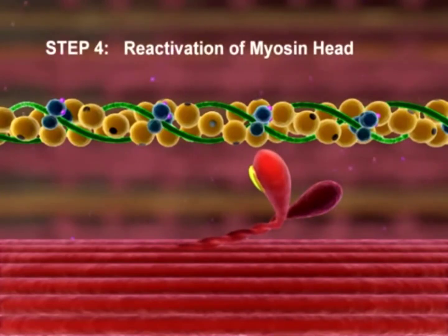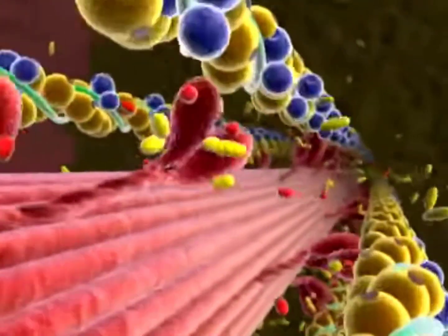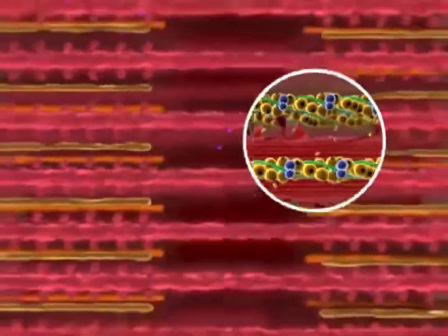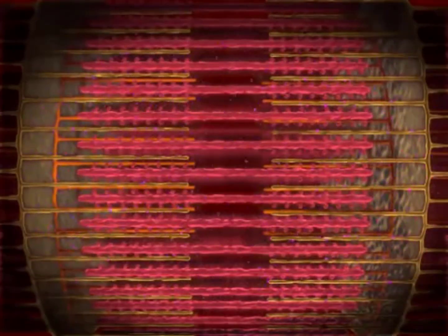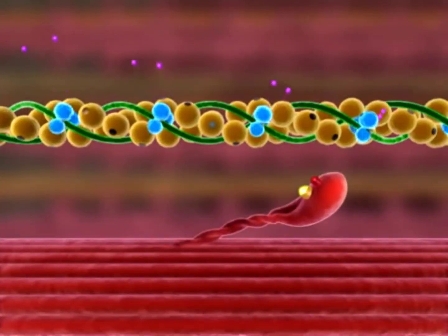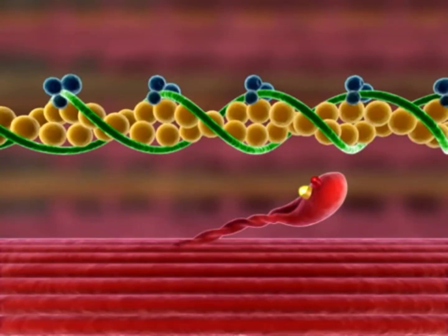Step 4. Reactivation of the myosin head. ATP is hydrolyzed to ADP and inorganic phosphate. The energy released during hydrolysis reactivates the myosin head, returning it to the cocked position. As long as the binding sites on actin remain exposed, the cross-bridge cycle will repeat. And as the cycle repeats, the thin myofilaments are pulled toward each other and the sarcomere shortens. This shortening causes the whole muscle to contract. Cross-bridge cycling ends when calcium ions are actively transported back into the sarcoplasmic reticulum. Troponin returns to its original shape, allowing tropomyosin to glide over and cover the myosin-binding site on actin.